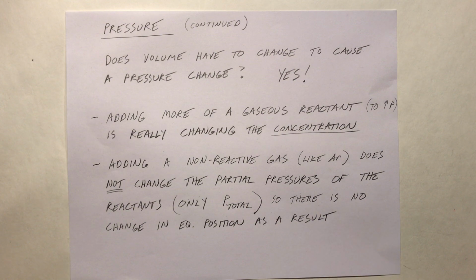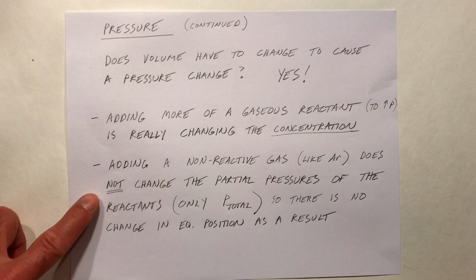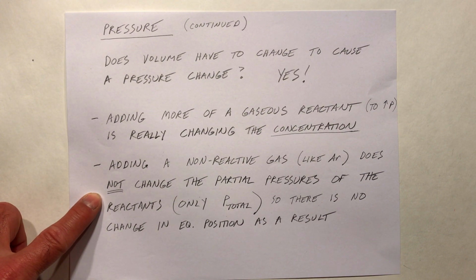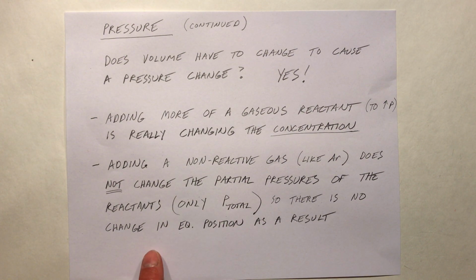Another thing you could do is say, well, how about adding a non-reactive gas, say like argon gas? Well, that does not change the partial pressures of the reactants. And remember that the equilibrium constant, Kp, is calculated using partial pressures. So since adding a gas would change the total pressure of the mixture, but not the partial pressure of the other gases in the mixture, there is no change in the equilibrium position as a result.